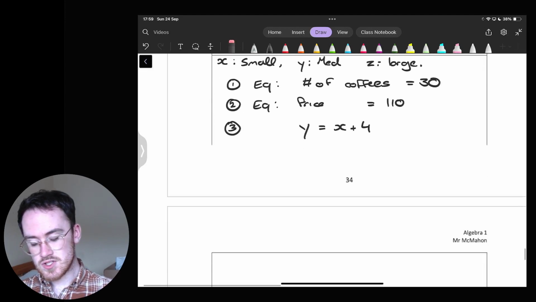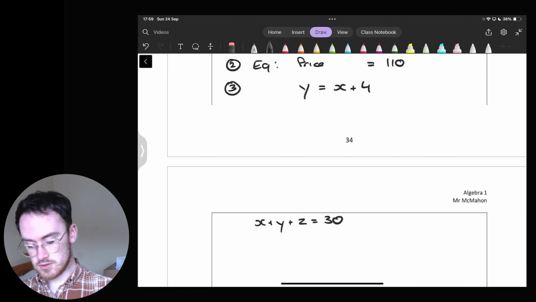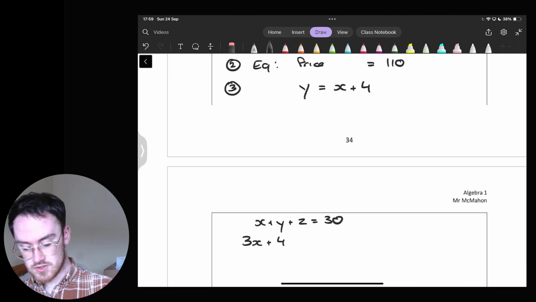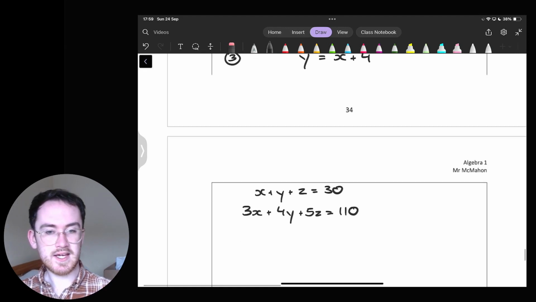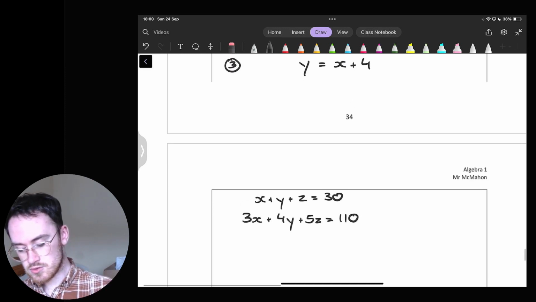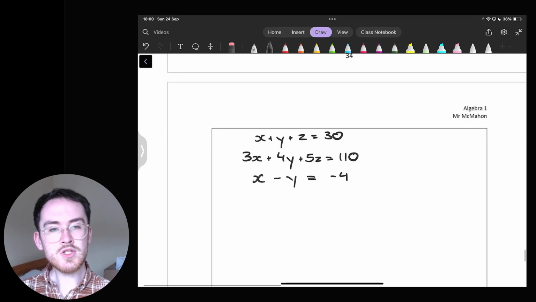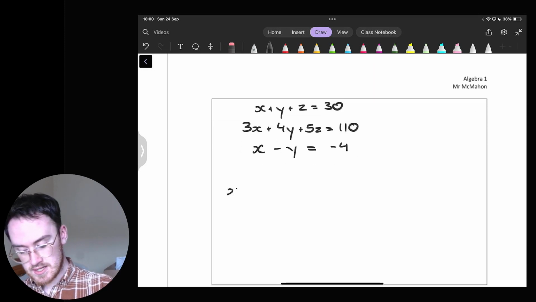Okay, so let's focus on the first equation first. The number of coffees was 30, so x plus y plus z should be 30. The second one then was to do with the price, so 3x plus 4y plus 5z should be €110. So multiplying the price by however many coffees there were sold at that price. And the last one I'm just going to get by rearranging it a little bit. So x minus y is equal to minus 4. So if we focus on our first 2 equations, we're going to try and eliminate z, and that will allow us then to use our last equation.